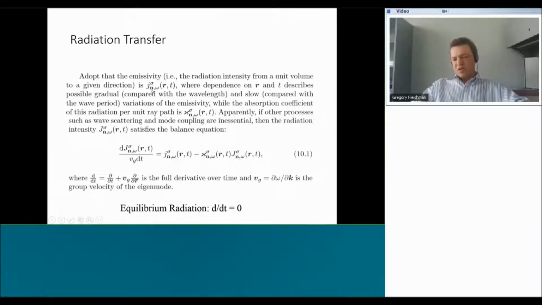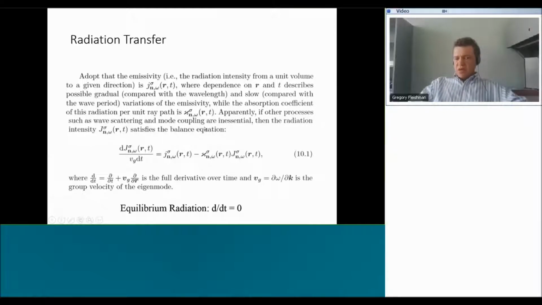Then N is the unit vector along the wave propagation, and it tells us that emissivity can depend on the direction of wave propagation. Index omega is the frequency of the wave, and it tells us that emissivity in general depends on frequency. It also depends on R and T. R is the location in space, which means emissivity changes from point to point. In the general case, it also depends on T, which means emissivity is time dependent. In a similar way, kappa is the absorption coefficient, which in general depends on the same parameters: sigma, N, omega, R, and T.